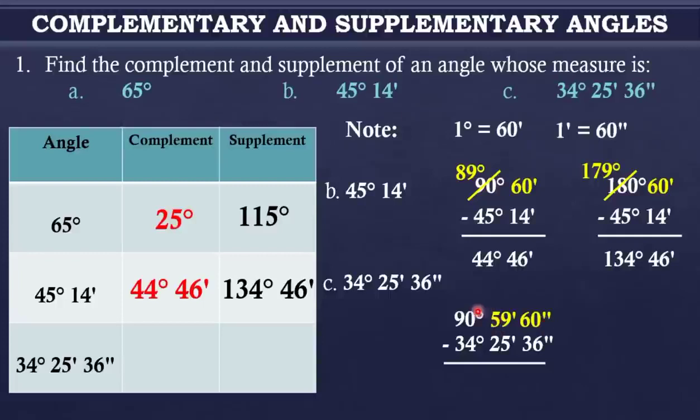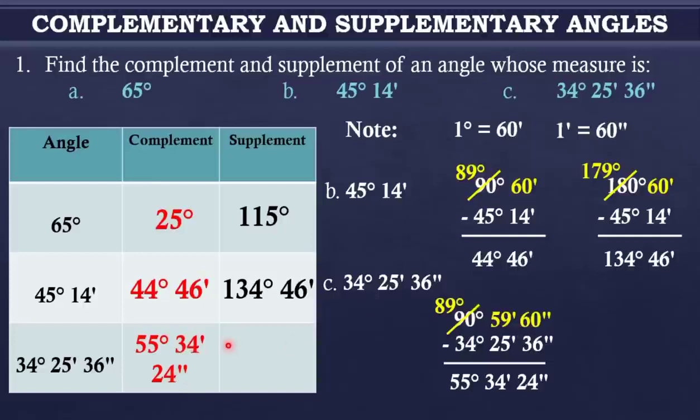Okay, so again, we borrowed 1 degree, and that is equivalent to 60 minutes. Now, this 60 minutes borrowed, so it became 59 minutes so that we can have 60 seconds here. So therefore, this will be 89 na lang po. Okay, so subtract natin: 60 minus 36, that is 24 seconds, and then 59 minus 25, that is 34 minutes, and then 89 minus 34, this is 55 degrees. So therefore, this is 55 degrees, 34 minutes, and 24 seconds.